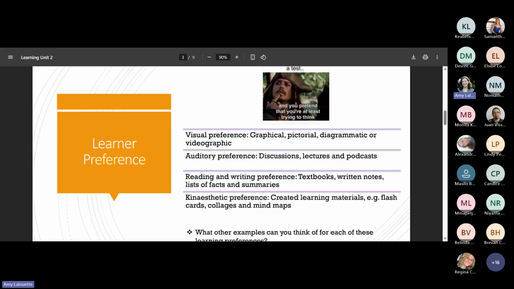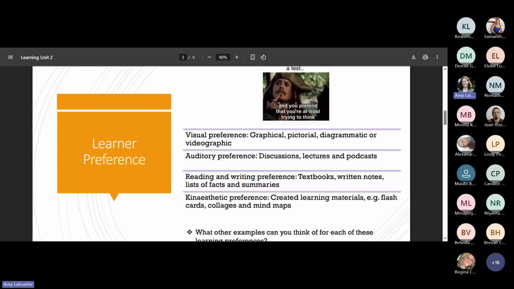So a kinesthetic learner can learn through chalk and talk. It is more difficult for them, but they can do it. I speak from experience as a kinesthetic learner. There was none of this rubbish when I was at school. It was mainly chalk and talk, and somehow I got through.